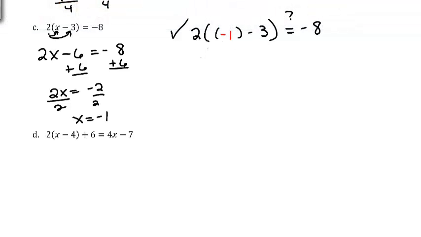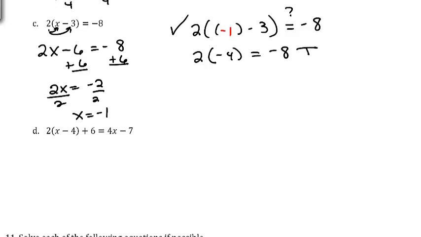So we need to do inside parentheses first. That'll give us 2 times the quantity negative 1 minus 3, which is negative 4, and that is in fact equal to negative 8. And so our solution worked.